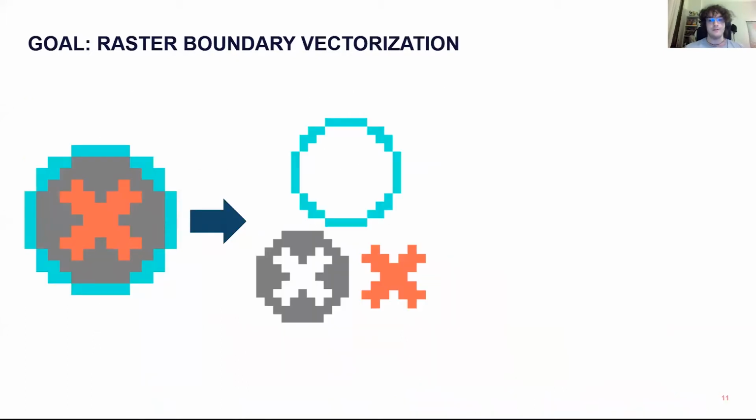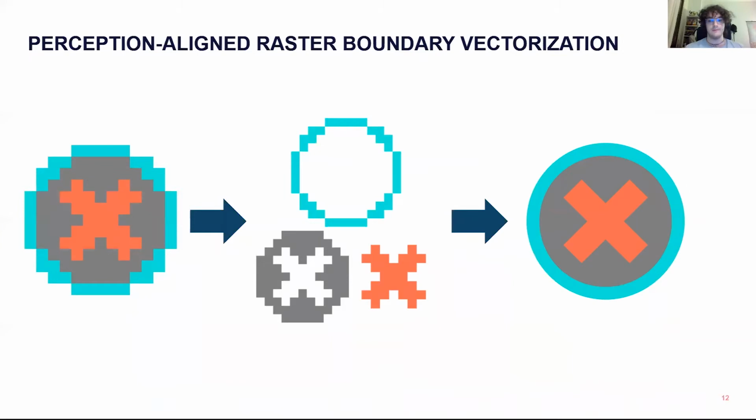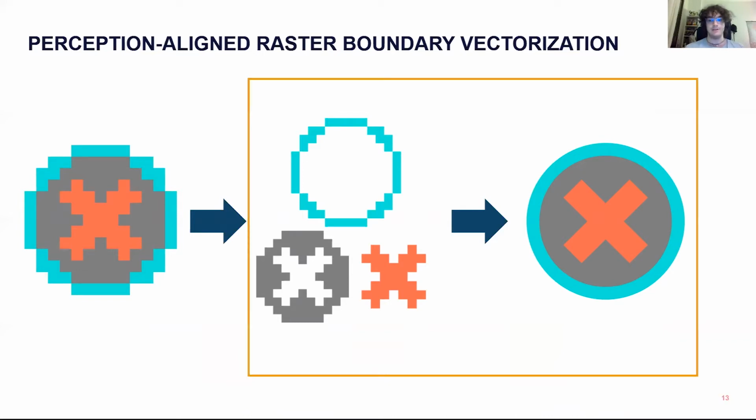Vectorizing a raster image requires a two-step process: segmentation and vectorization. Segmentation of raster clipart images into regions is relatively straightforward. However, vectorizing the raster boundaries between these regions while meeting observer expectations remains challenging. And this is exactly the challenge that we're going to address.